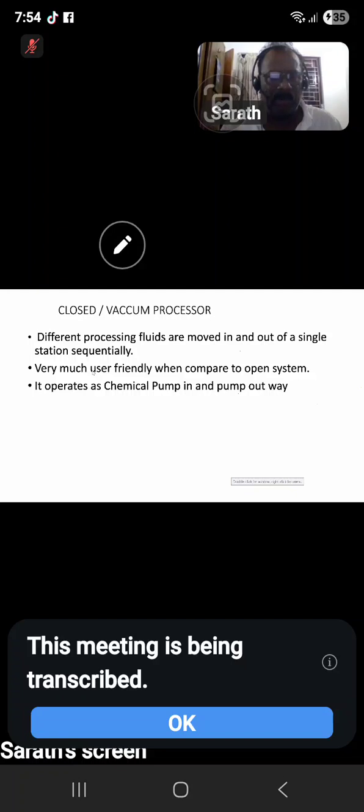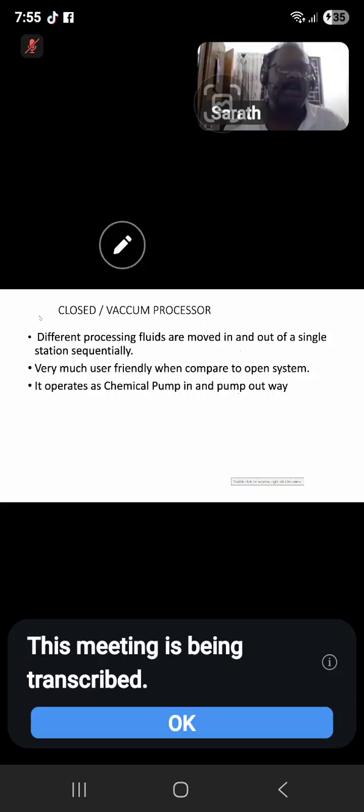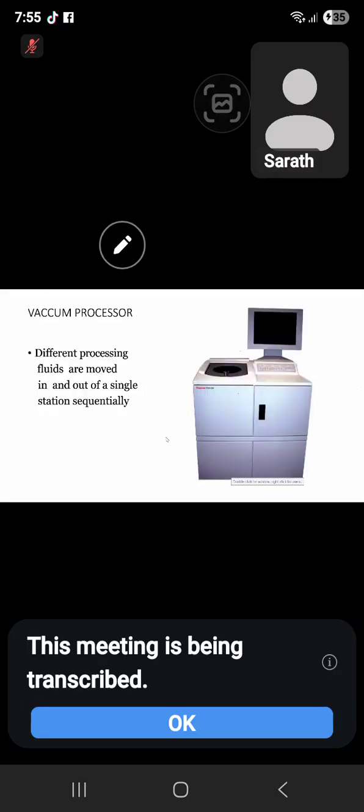Number one, in the open system, samples, what are called cassettes, are transferred from 1 to 2, 3, like that. But in the closed or vacuum system, what will happen? The cassettes are kept in a constant place, stationary, and the fluids are pumped in and pumped out. That is number one. Second, the open system is not very user-friendly, but the other one is user-friendly. So these are the two main things.